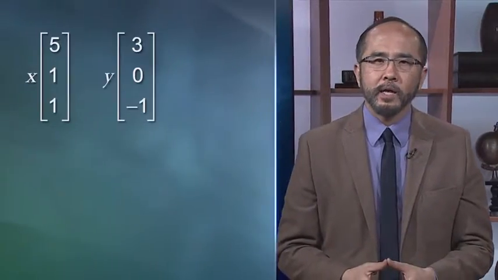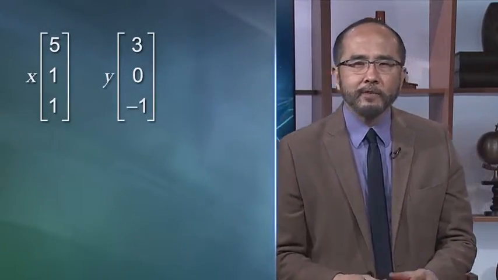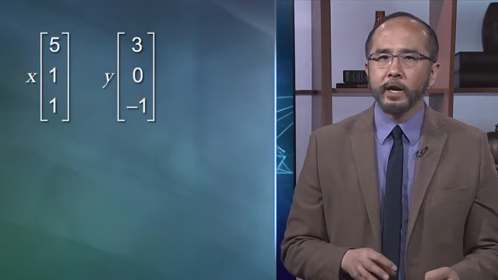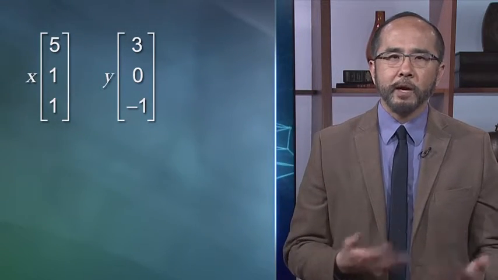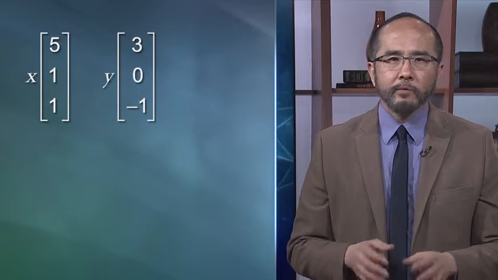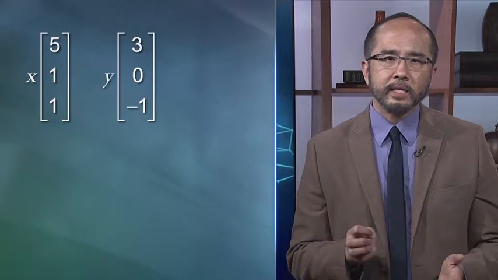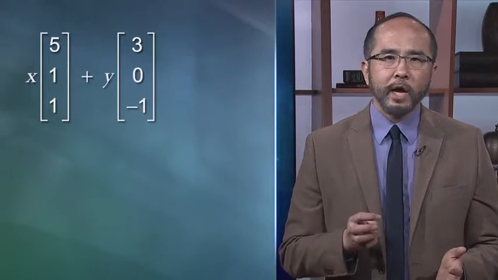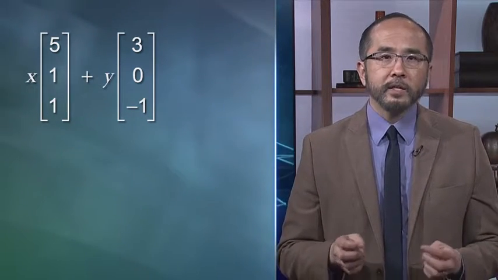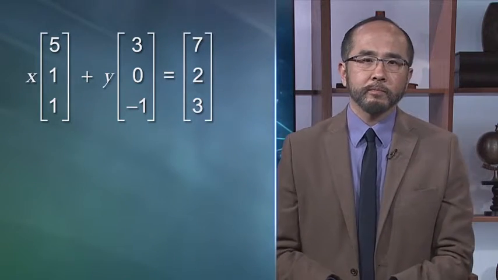Now note that the problem of determining whether a linear combination will produce a given vector is the same as solving a system of linear equations for the coefficients of that linear combination. In our earlier example, if the coefficient of 5, 1, 1 is x and of 3, 0, -1 is y, then we want to determine if there exist x and y such that x times 5, 1, 1 plus y times 3, 0, -1 is the vector 7, 2, 3.